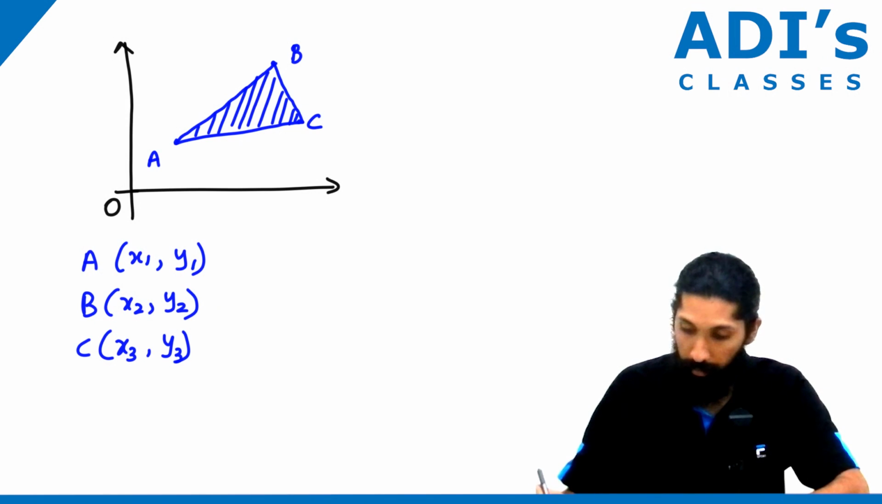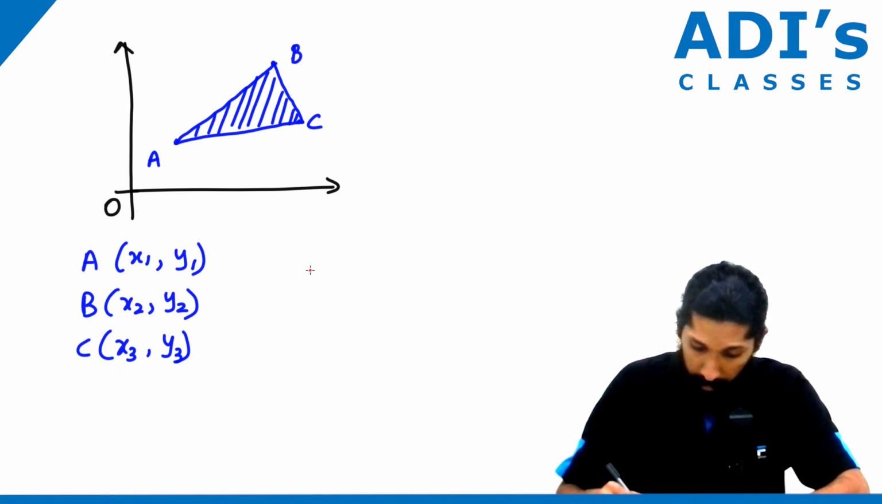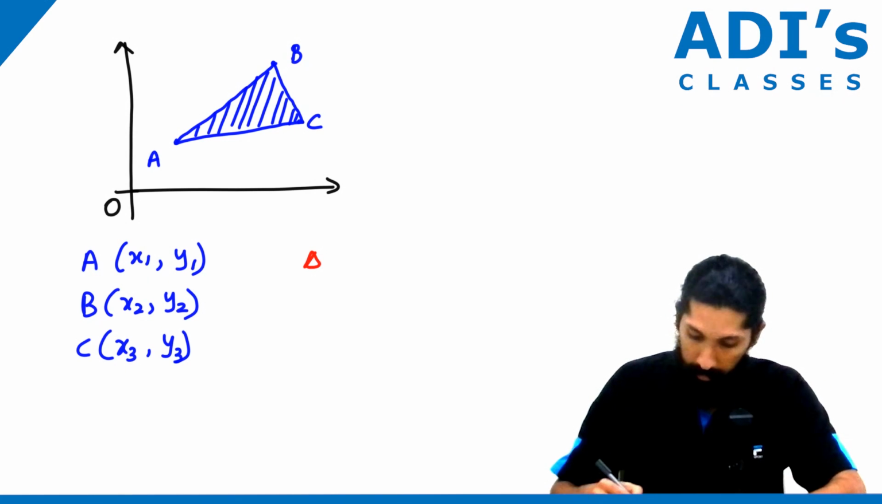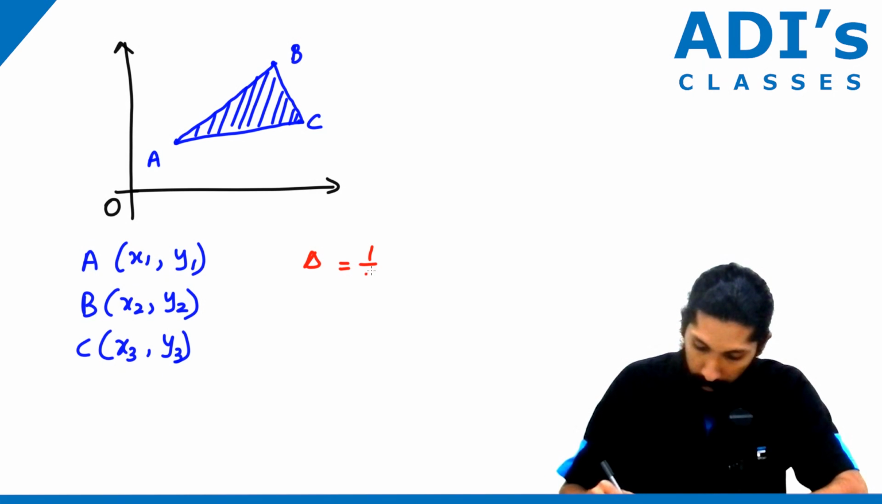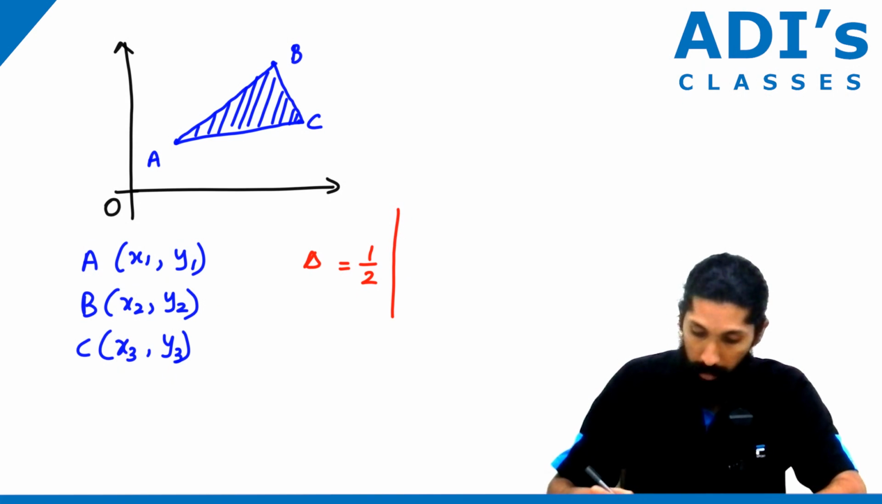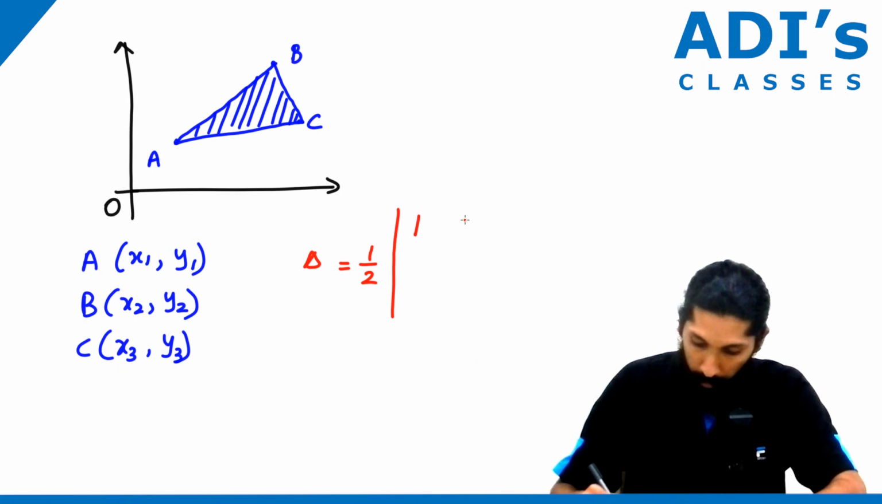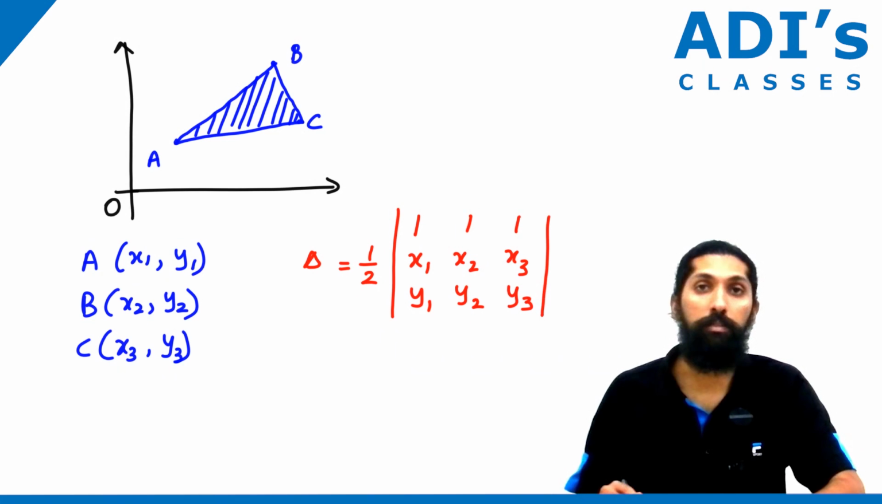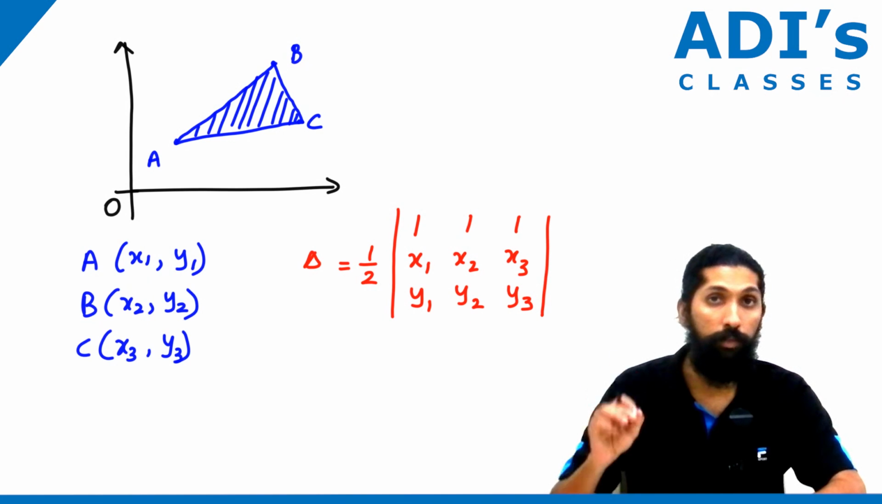That is given by the area, which you can call delta or capital A, whatever, is equal to half into the determinant of, and you can write it in 2 ways. Both of them will give the same answer. You can write it as the determinant with rows 1, 1, 1; x1, x2, x3; y1, y2, y3. This is going to be the area of the triangle.